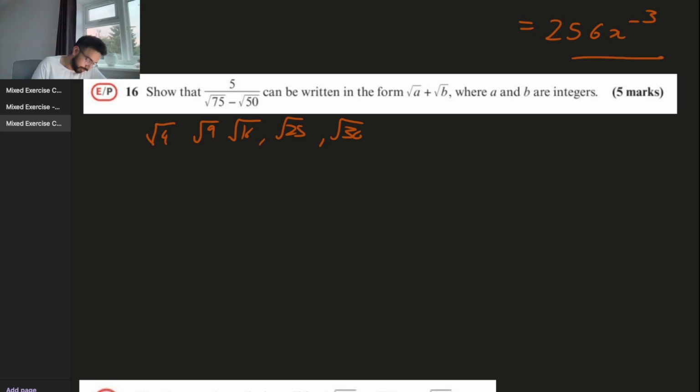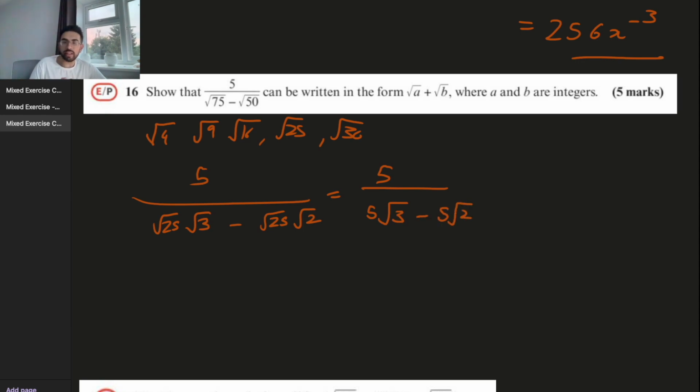So if I rewrite this as square root 25 times square root 3 minus square root 25 times square root 2, it's going to become a lot simpler to work with because I can simply change this to 5 root 3 minus 5 root 2. And as you can see, there is a 5 everywhere. So hence, we can cancel and simplify down the 5s. We can divide through by 5s, and we're just left with 1 over root 3 minus root 2.